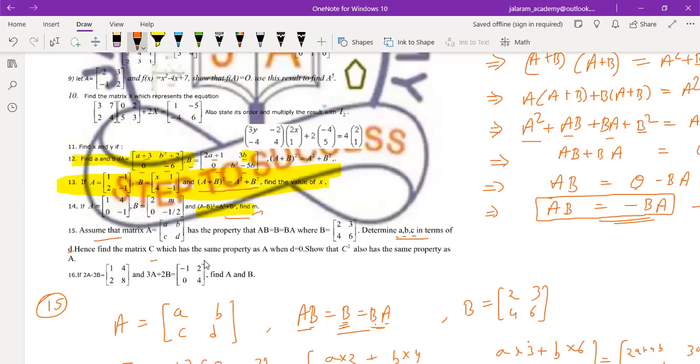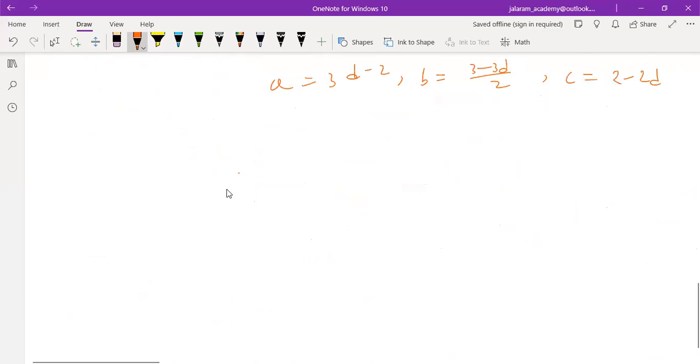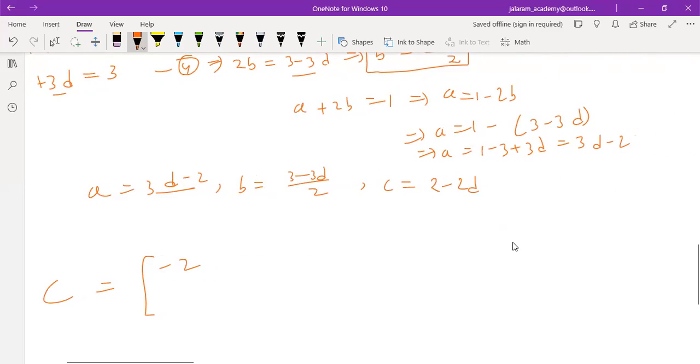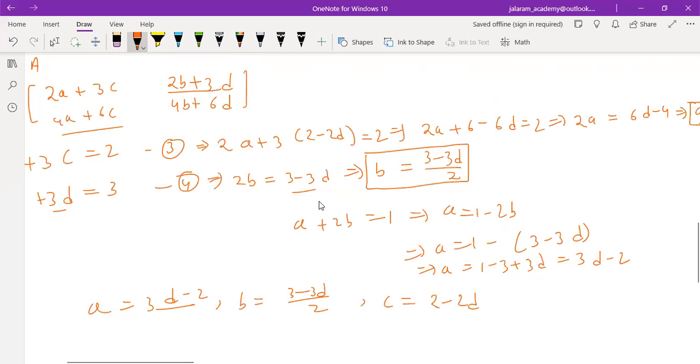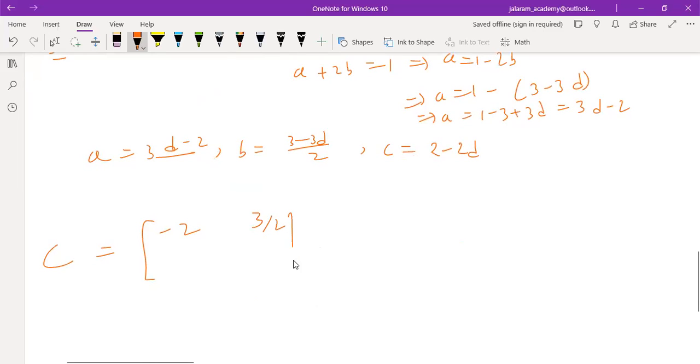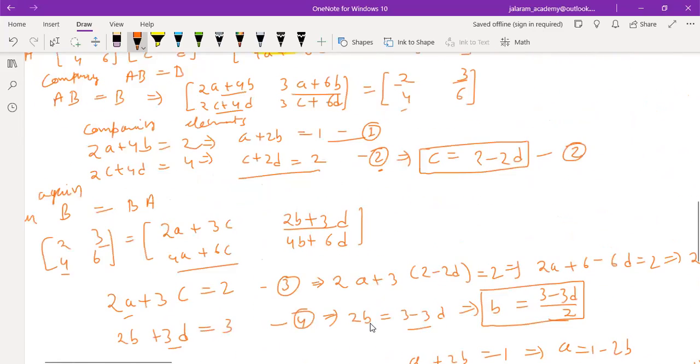Hence find the matrix C which has the same property as A when D equals 0. So for C, D equals 0. D equals 0 means A becomes 3 into 0 minus 2, which is minus 2. What will be the value of B? B is (3 minus 3D) upon 2. When we use D equals 0, it is producing 3 by 2. Okay. C is 2 minus 2D. D is 0. Okay. So this is the matrix C.